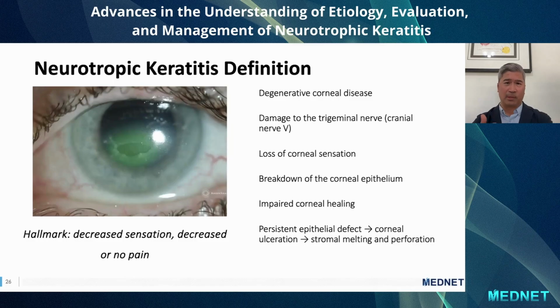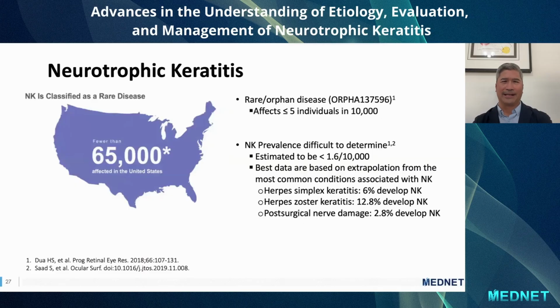Typically, that's going to be oval shaped, and we'll go into the various staging mechanisms. But here's the definition. It's a degenerative corneal disease, damage to the trigeminal nerve, loss of corneal sensation, breakdown of the epithelium, impaired corneal healing, and persistent epithelial defect that can lead to stromal melting and the perforations that patients may get. And so neurotrophic keratitis, we see this in fewer than 65,000 affected in the United States, and it's classified as a rare disease. NK prevalence has been difficult to determine, and many times it's because we weren't looking for it.